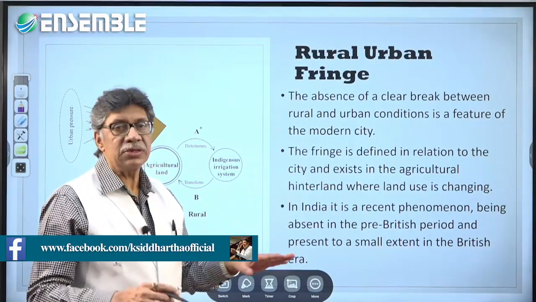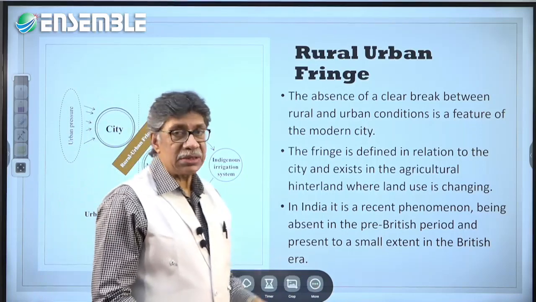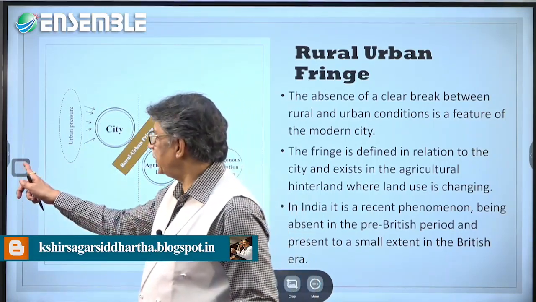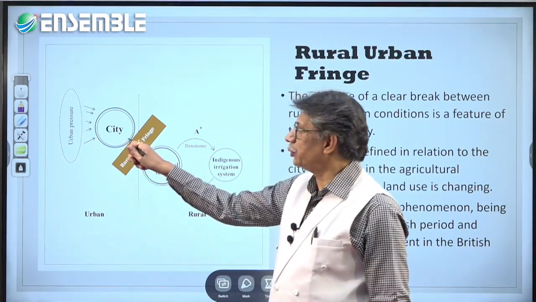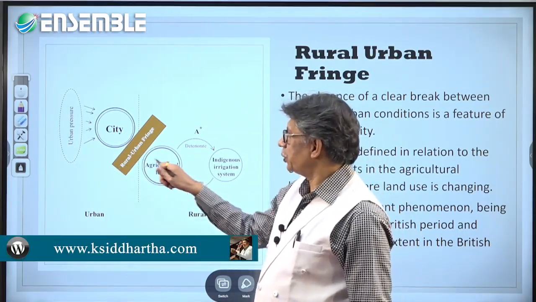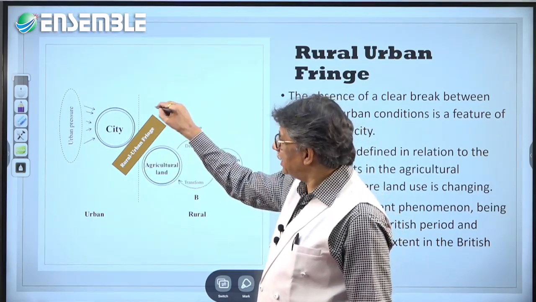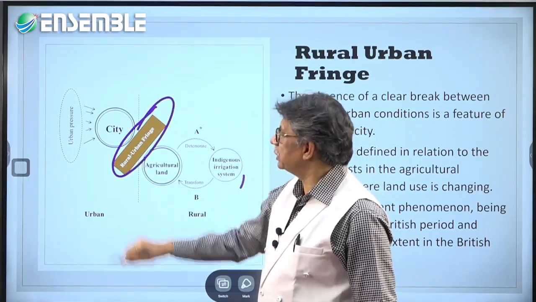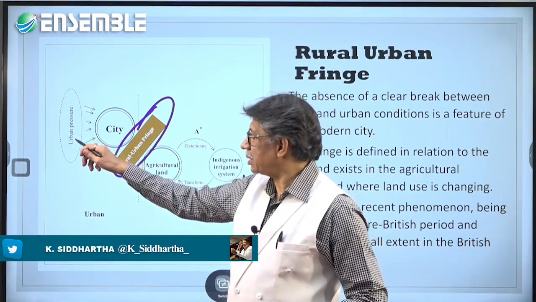These fringe areas will have a certain type of characteristic. Now, the characteristic in this case is going to be very, very different, as you can understand. If this is the city, and this is an agricultural area, a rural area, the continuum between both of them is what is going to be called a fringe. So, that is the urban pressure.